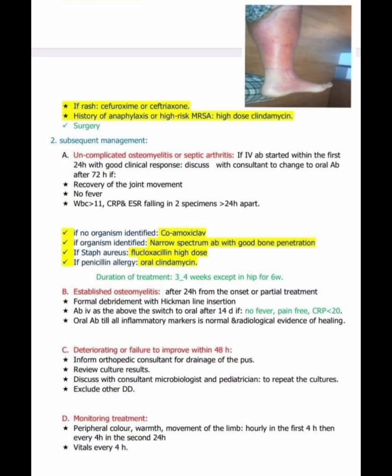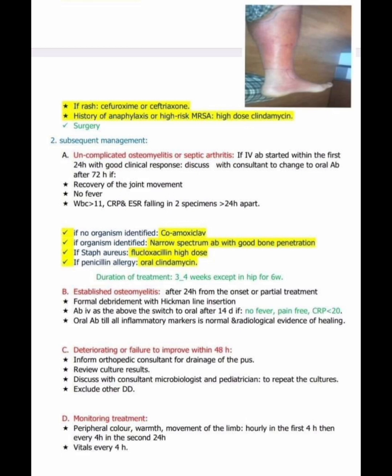Number C, deteriorating or failure to improve within 48 hours. Then we inform the orthopedic consultant for drainage of the pus. Review culture results. Discuss with consultant microbiologist and pediatrician to repeat the cultures. Exclude the other differential diagnoses. Number D, how to monitor the treatment?